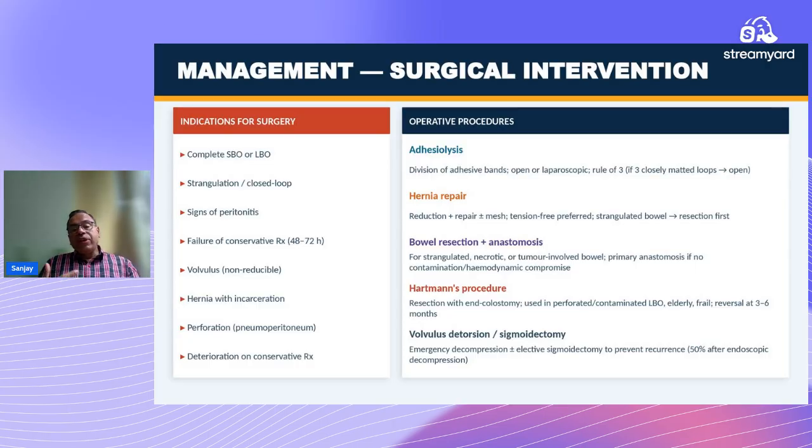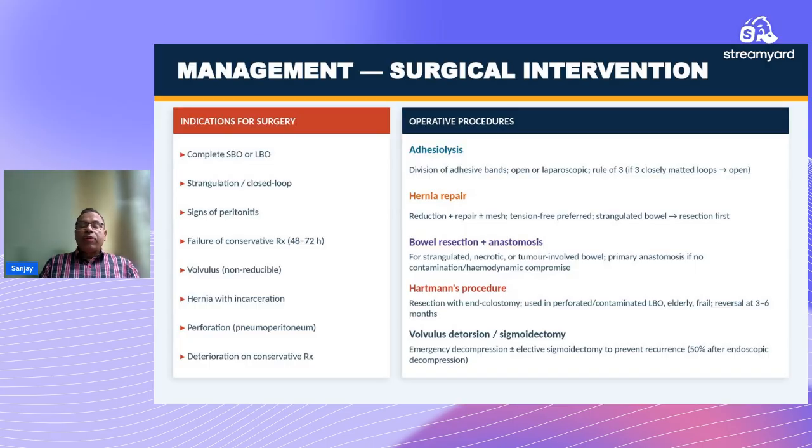What are the different operative procedures? Because adhesions play a very important role as a cause of intestinal obstruction, the commonest surgery which is done for adhesions is adhesiolysis. It basically means division of adhesive bands by sharp dissection, which can be done both by open or laparoscopic way.